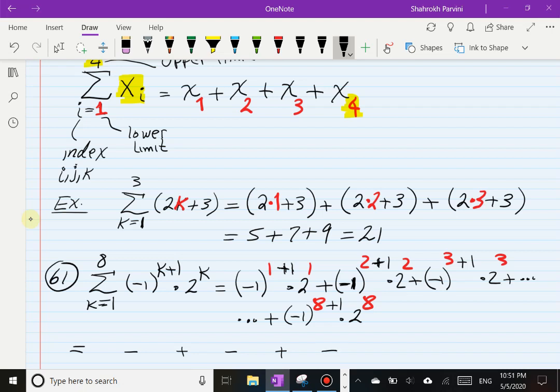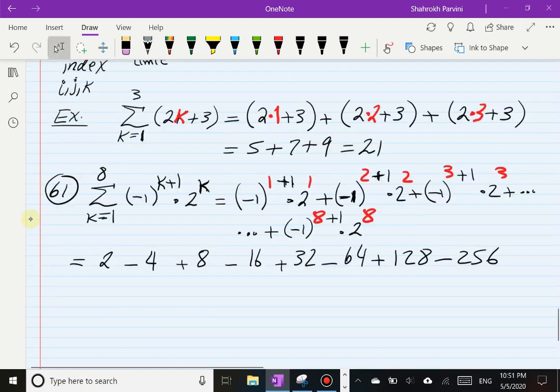The first number, 2 to the k, k is 1. 2 to the first power, 2. Second one is 2 squared, 4. Then 2 cubed, 8. 2 to the fourth, 16. 32, 64, 128. How many do I have? 1, 2, 3, 4, 5, 6, 7. One more. 128 times 2 is 256. And there you go. Those are the eight terms.